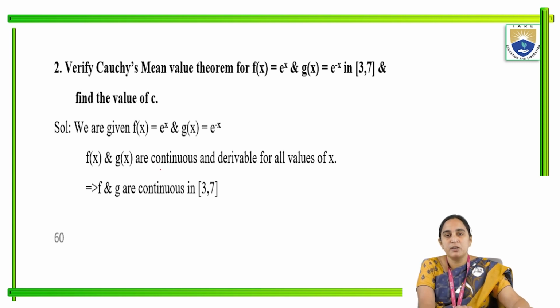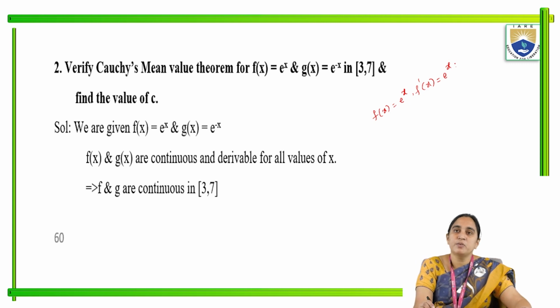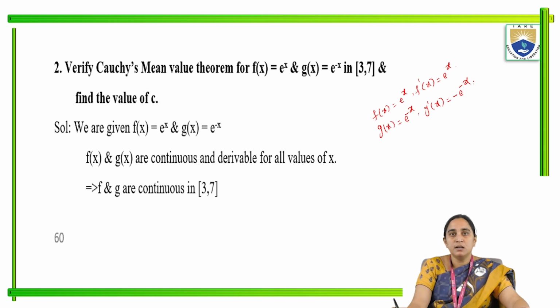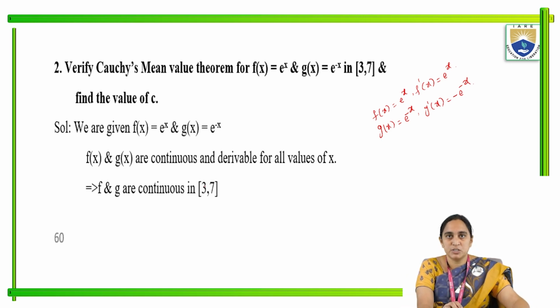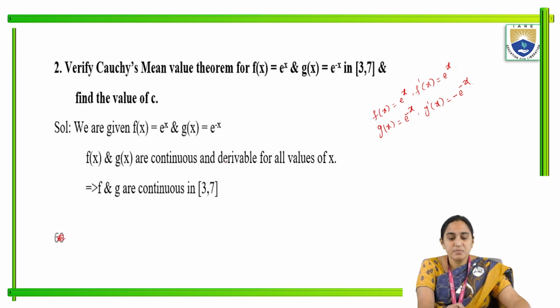Therefore, first of all, we have to verify whether the two are differentiable and continuous. Okay, once observe there, here f of x is equal to e power x, and whatever the derivative of that, that is e power x only. Derivative of e power x is e power x. Similarly, g of x is e power minus x, and the derivative is minus e power minus x. This is the derivative. So the two are differentiable. If the two are differentiable, then definitely the two are continuous. Okay, now that means the given functions satisfy two conditions.